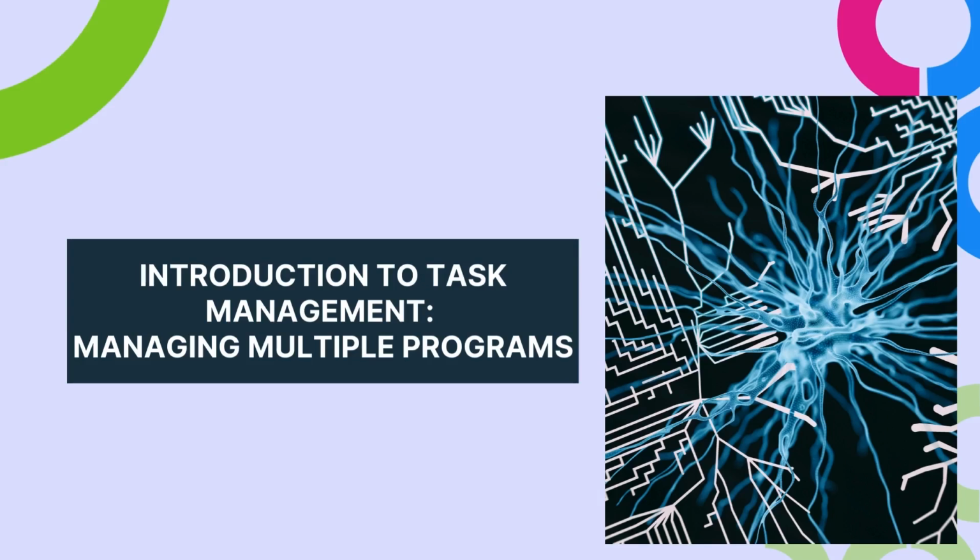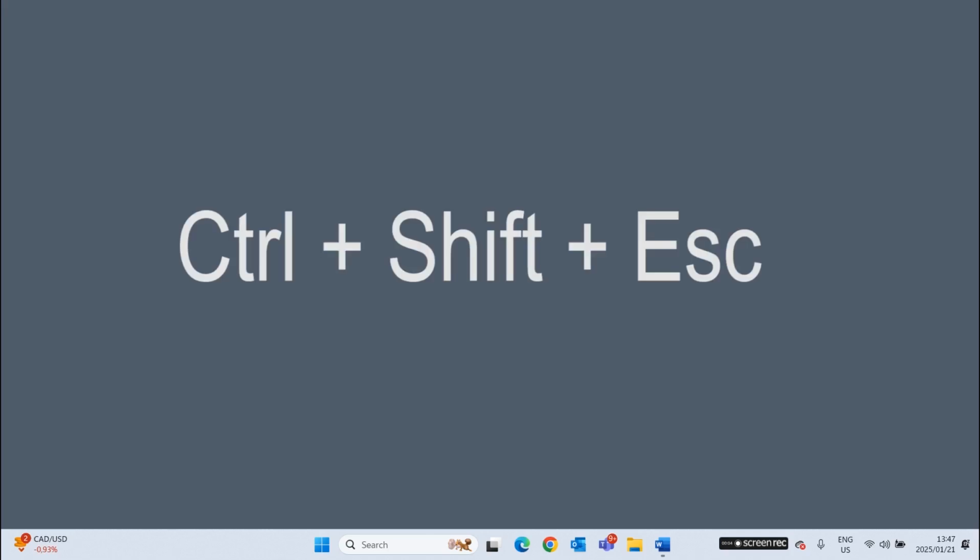Introduction to Task Management, managing multiple programs. Windows comes with a tool called Task Manager that lets you monitor which programs are running and how much memory or processing power they are using. To open Task Manager, press Ctrl-Shift-Escape on your keyboard. You can also right-click on the taskbar and select Task Manager.